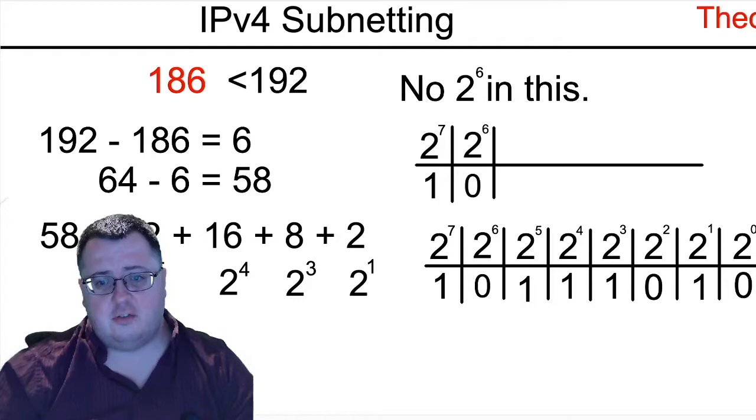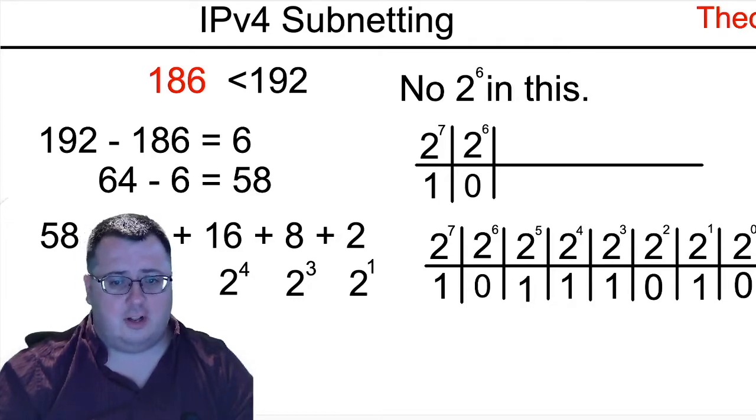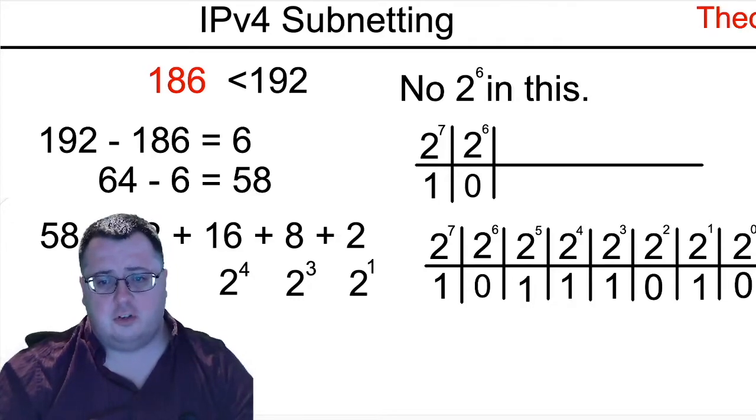2 to the 7, we've got 1 in that column. 2 to the 6, we've got 0 in this column. 2 to the 5, we've got 1 here because there's a 32. 2 to the 4, we've got a 16 because there's 1 there. 2 to the 3, there's 1 of those because we've got an 8. We haven't got a 2 squared because there's no 4 in 58. So that goes down as a 0 in the binary.